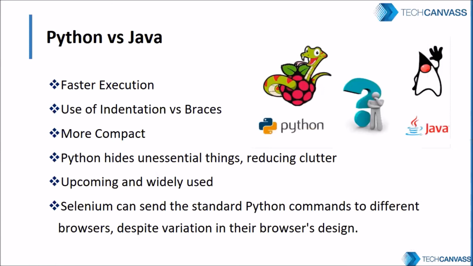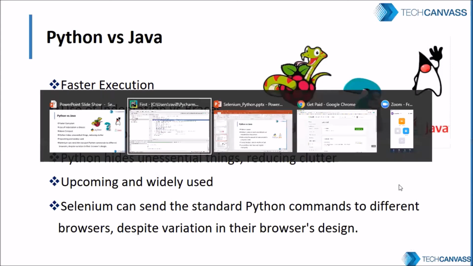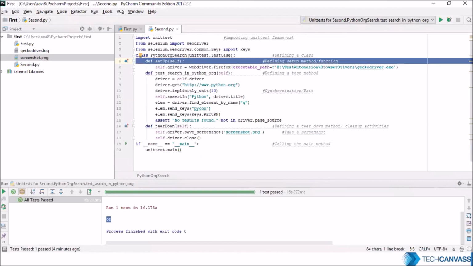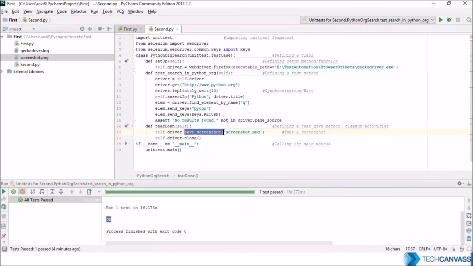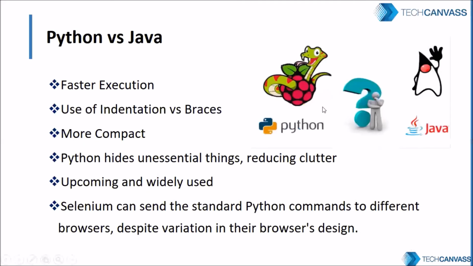Python is more compact. It hides unessential things, reducing clutter. So Python hides a lot of the implementation that is happening behind the scenes. Again, let's take the example of saving a screenshot. See, we are just calling the save screenshot method and the screenshot is getting saved. We are not writing any code, and all the code that is written behind the scenes is hidden from a programmer, so that we have very little clutter.